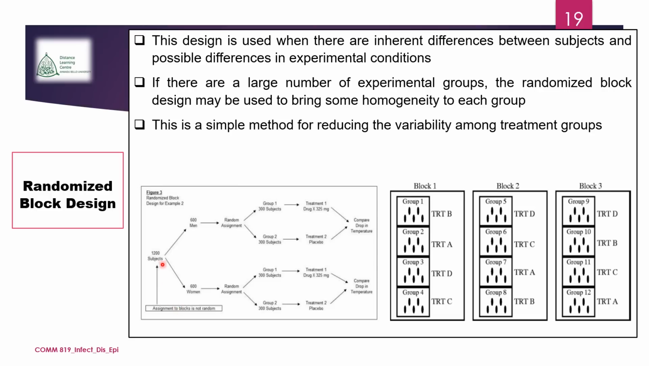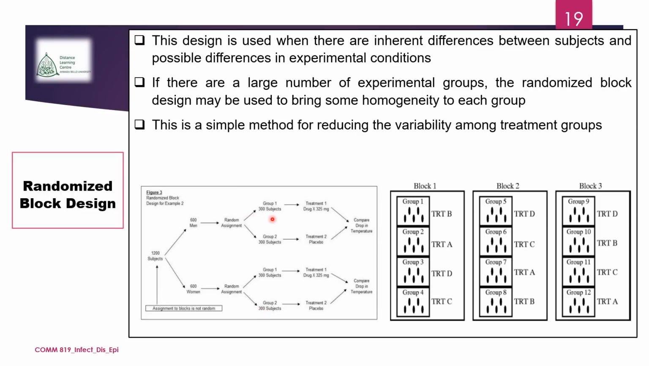You make the arrangement. This is your sampling population. Maybe you have 1,200 people. Okay, and you decide to split them into 2 groups, 600 men, 600 women. Then you randomly assign them into 2 subgroups. Then under group 1 you have 300 men, group 2 another 300. Then for the female you also subdivide them into 2 groups of 300 each.